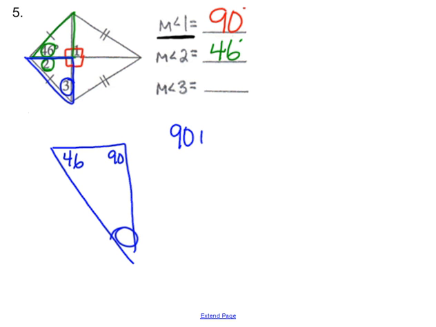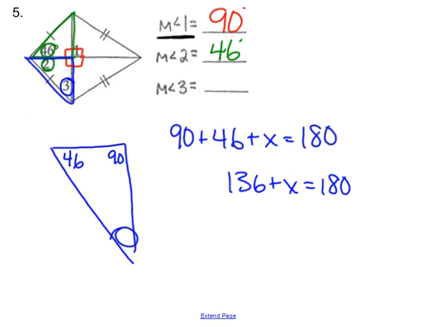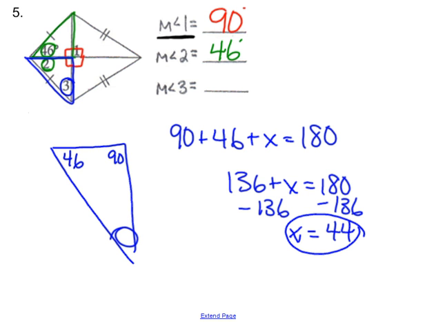So 90 plus 46 plus x equals 180. 136 plus x equals 180. Then we end up taking 136 away, and we get x equals 44. So that's the measure of angle 3. That's angle 3 right here. So 44 is our answer for the measure of angle 3.